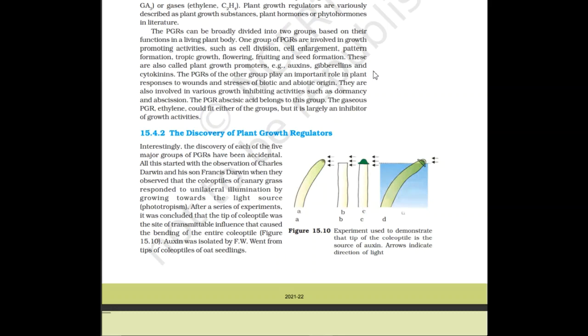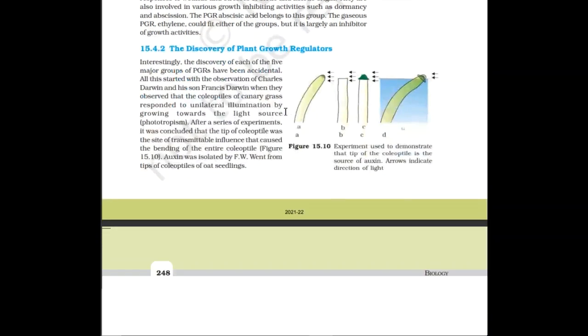The plant growth regulators of the other group play an important role in plant responses to wounds and stresses of biotic and abiotic origin. They are also involved in various growth inhibiting activities such as dormancy and abscission. The plant growth regulator abscisic acid belongs to this group. The gaseous plant growth regulator ethylene could fit either of these groups, but it is largely an inhibitor of the growth activities. So you have to remember that ethylene is largely a plant growth inhibitor.